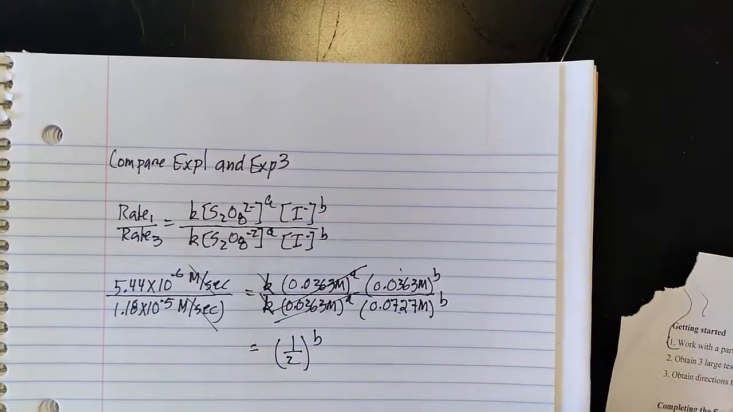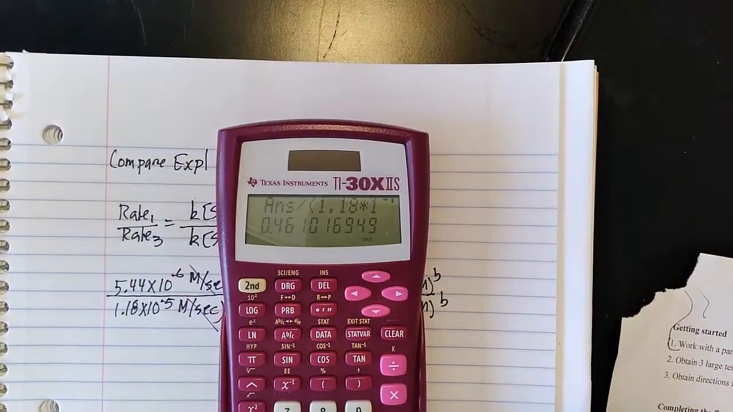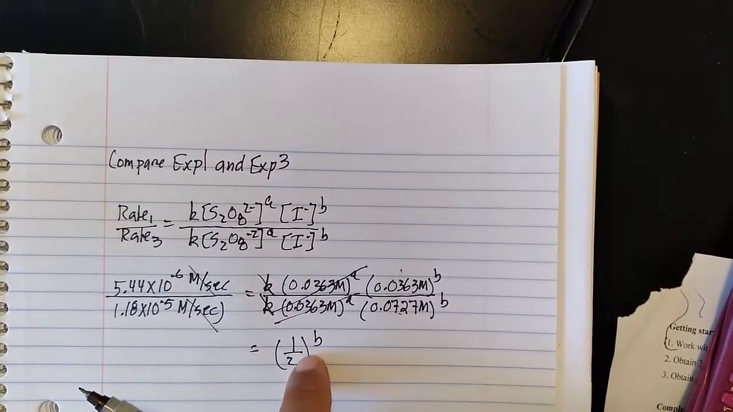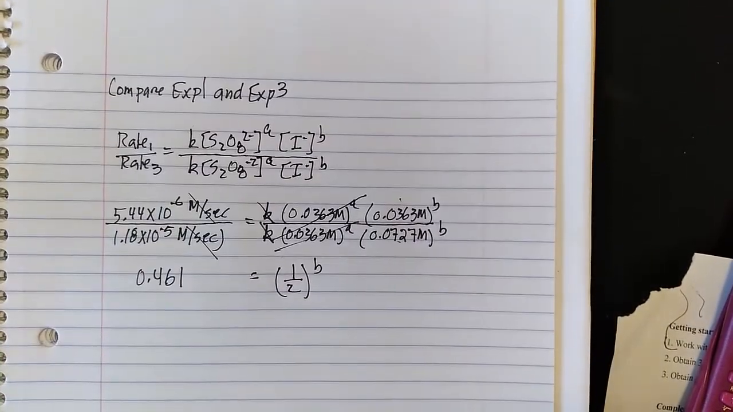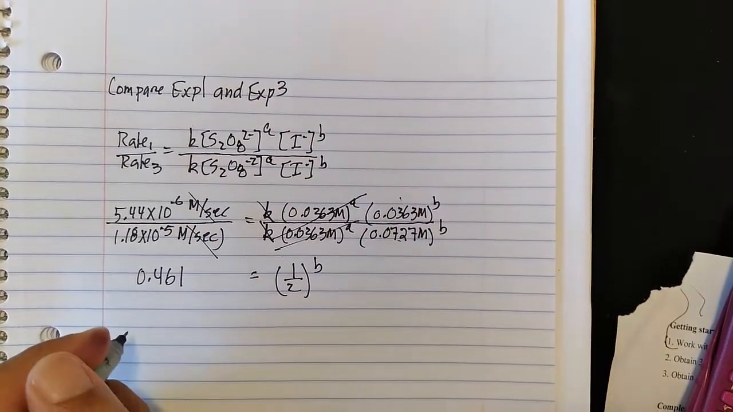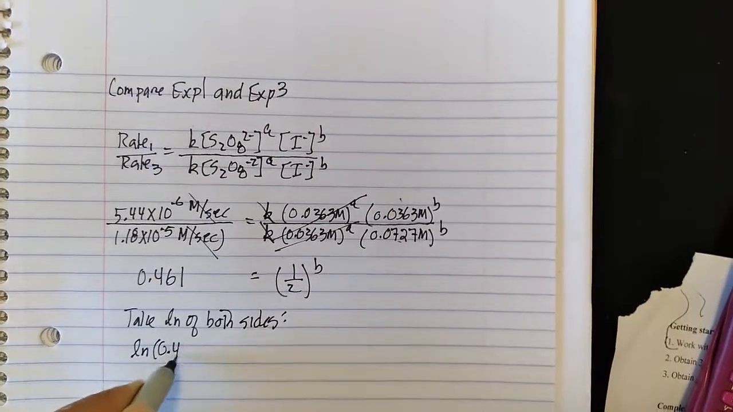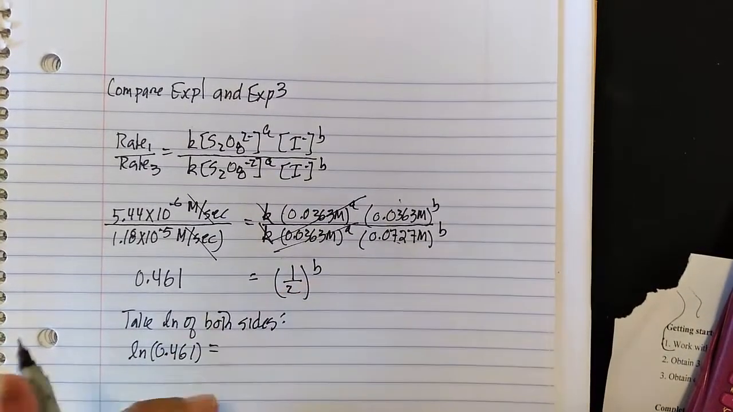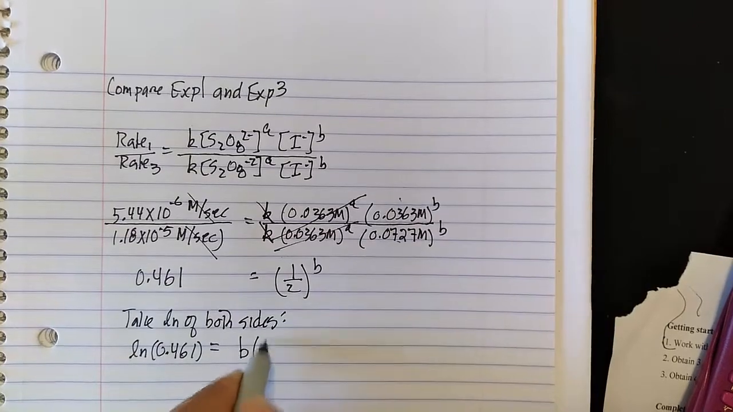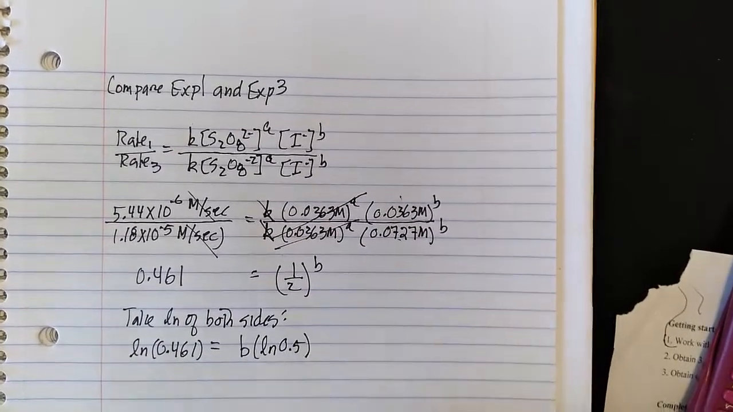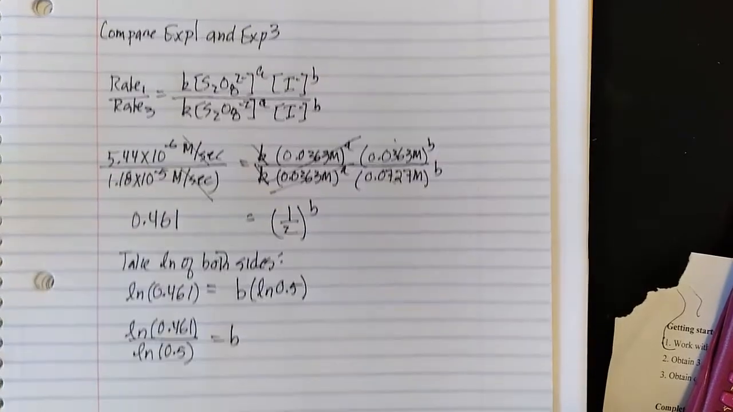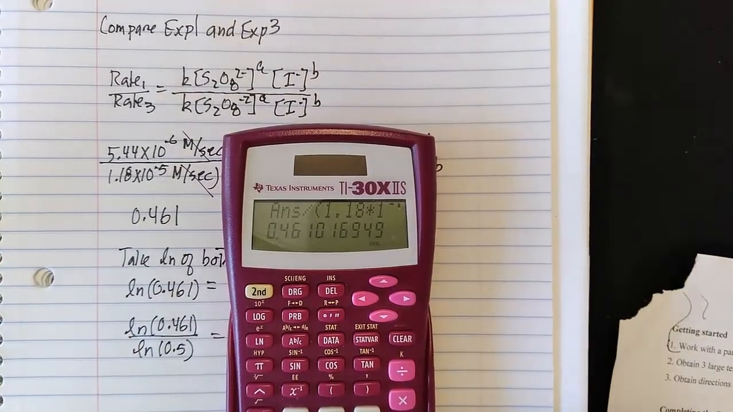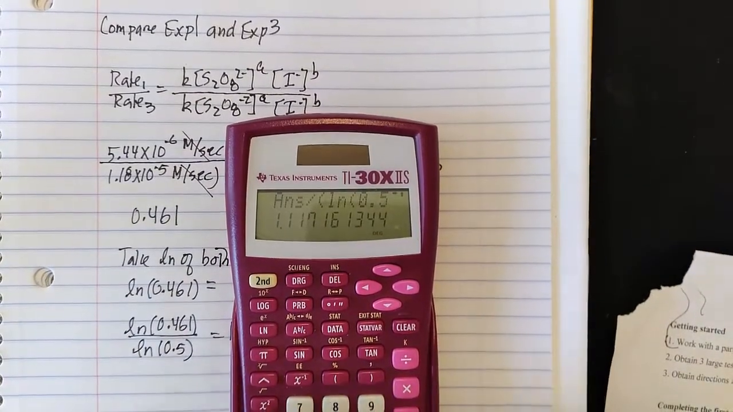Okay, let's compare these two rates and see if we get a clean answer. Take the natural log of both sides to solve for the rate order of the reactant decay for b. In order to do that, we're going to follow through with the same math. We're going to take the natural log of both sides of the equation. So the natural log of 0.461 equals, so if you take the natural log, the exponent goes back to the ground. So it's going to be natural log of 0.5. So b is going to be the natural log of 0.461 divided by the natural log of 0.5. So let's do that on our calculator. We'll just go 1.12.